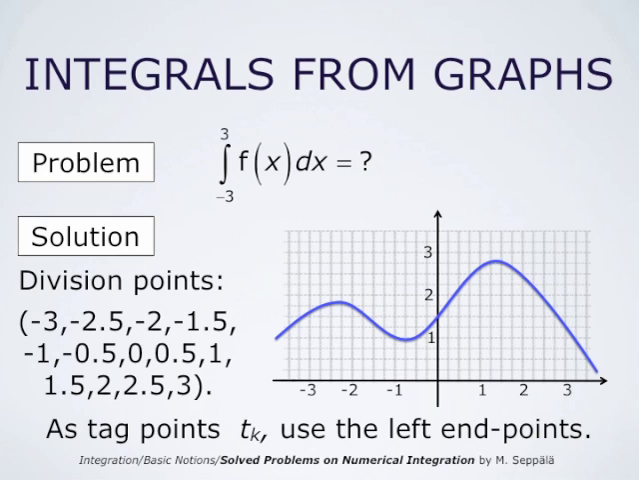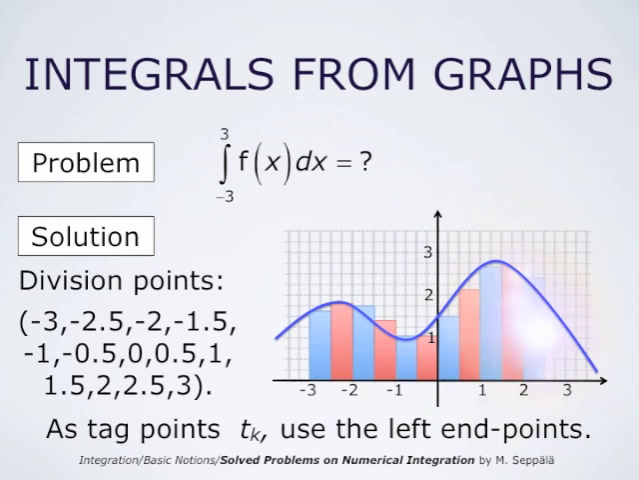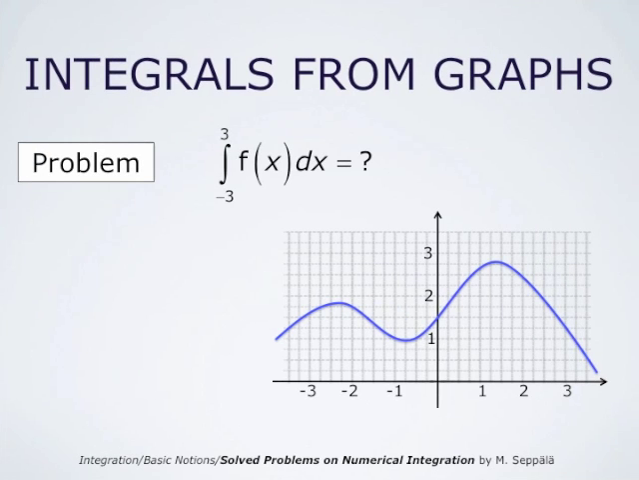And as tag points, we are told to use the left endpoints. So we form the Riemann sum, and it corresponds to the areas of the rectangles that are now being drawn in this picture, and whose height is the value of the function at the left endpoint of the corresponding subinterval. The total area of these blue and red rectangles is now the Riemann sum, for which we have to compute the value, and that Riemann sum is the required estimate for the integral from -3 to 3 of f of x dx.